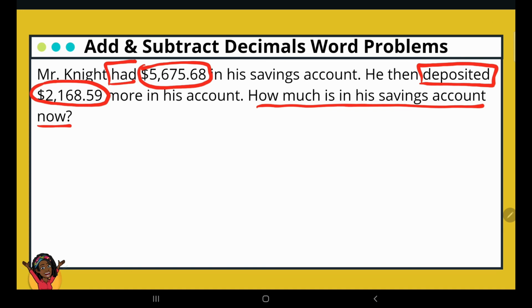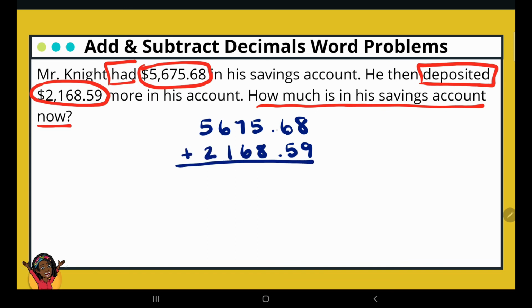So I have a lot of digits here, so I want to be extra careful when writing my numbers. Give them enough space so that when I stack, I'm okay. All right, so I'm going to start with my cents, 59 cents, and then that 8, 6, 1, 2. And we're adding. Okay. We could bring that decimal point down here. And then let's go ahead now and add.